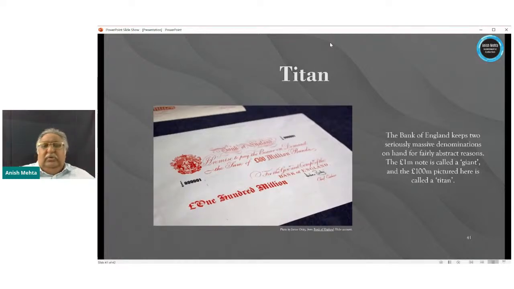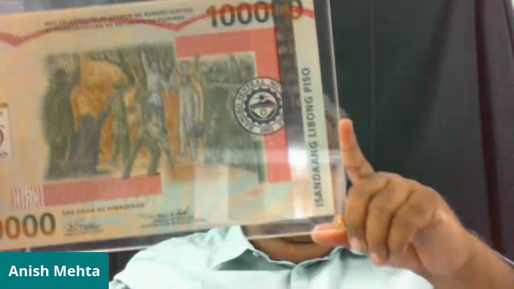Just a minute, I'll show you the note. This is a note issued by the Philippines as a commemorative note, and the Giant and the Titan are also equivalent in size to this note. There are some more notes which I would like to show you. This is a 500,000 krona note from Austria.